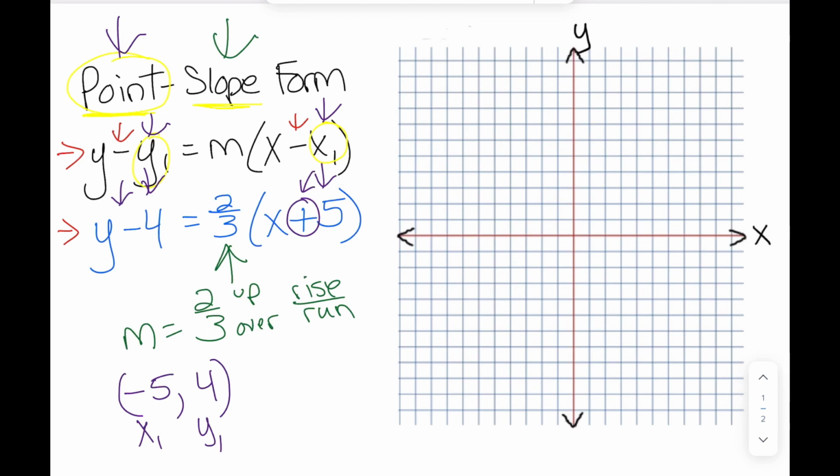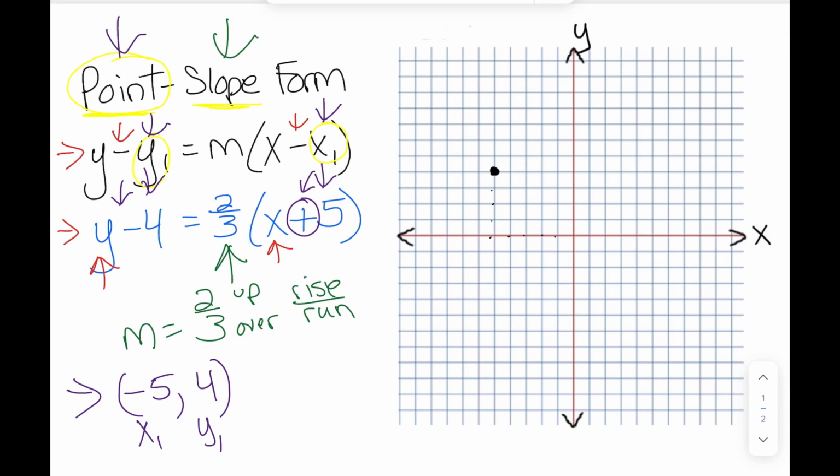Now when we're graphing, we always have to have a point on the line. So we're going to use the point that they've given us in the equation. The plain x and y is not the point. That's the x and y that stays in the equation. It represents all the points. We are specifically looking for x1, y1. So we're going to graph this point, negative 5, 4. That point is on the line.